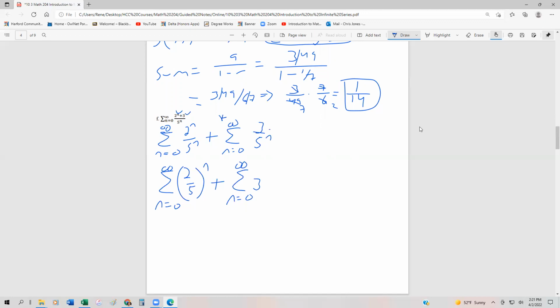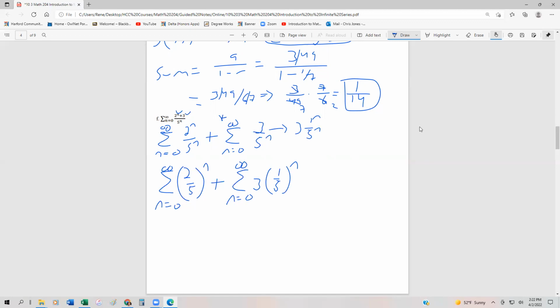And this would be 3 times 1 over 5 to the n, which is the same thing as 1 to the n over 5 to the n, or 3 times 1/5 to the n. All right. Now, what we're going to do is check to see if both of the series converge. And if they both converge, that means that there is a sum. So we would just find the sum of each and then add them together.